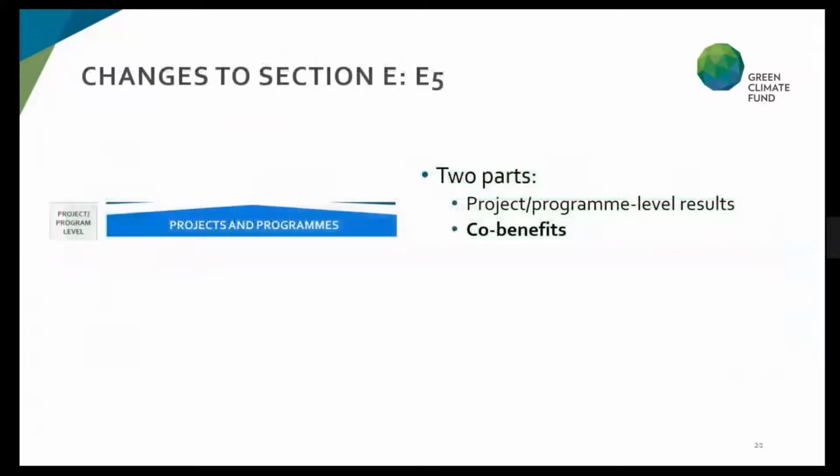So on to our final section, Section E5. This section has in essence two components. First is the specification of the project or program level results, and second is the newly introduced co-benefits table. For the project or program level results, a numbering schema has been introduced to strengthen the consistency of project or program structure throughout different components of the funding proposal.